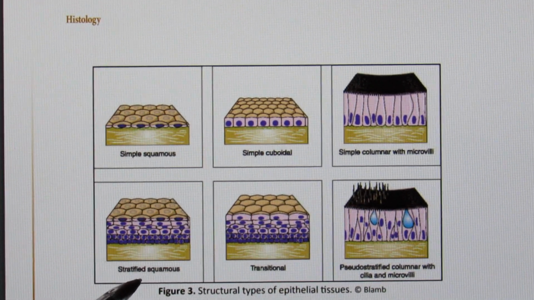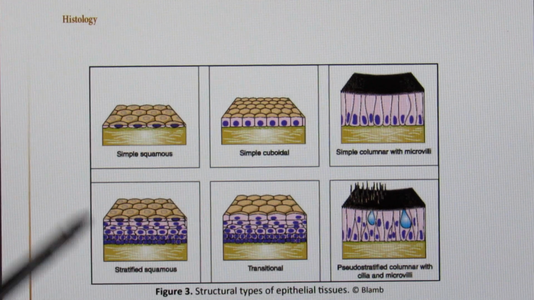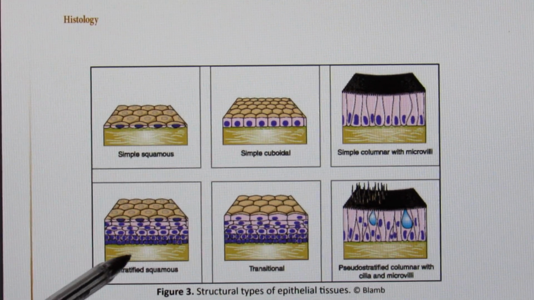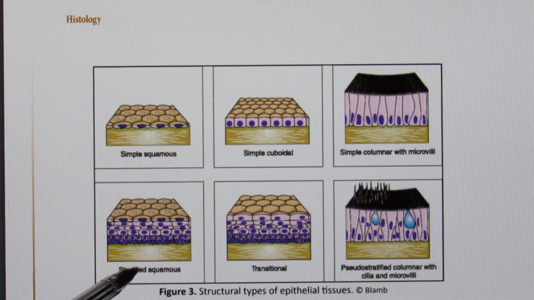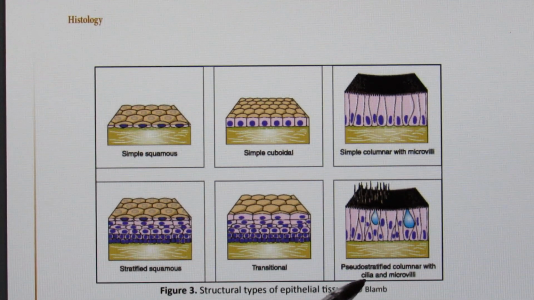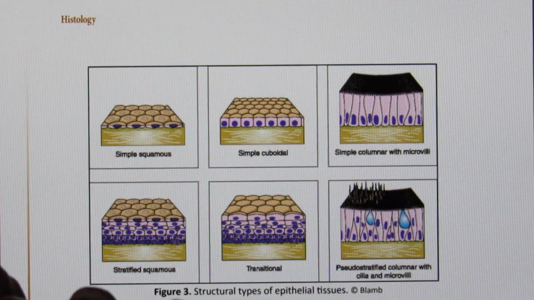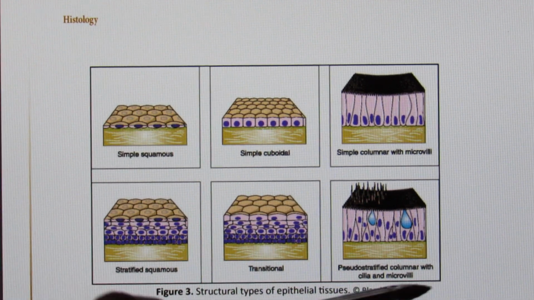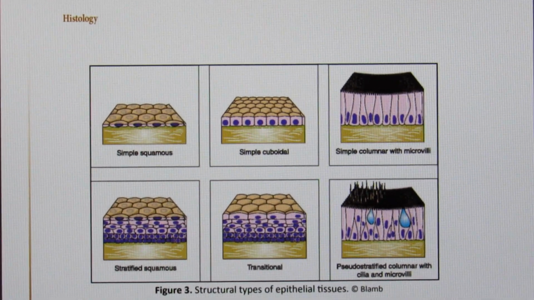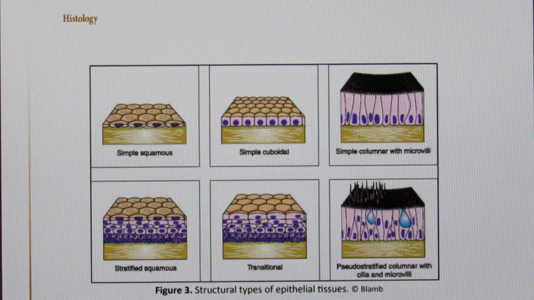Here we have the stratified squamous, which is a multi-layer of the flat, simple squamous cells. These protect the skin and mouth from the outside world. The pseudostratified columnar is long and skinny, just like this one. However, it has the lipid droplets within it.